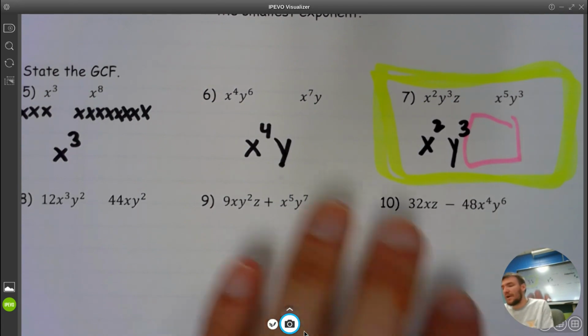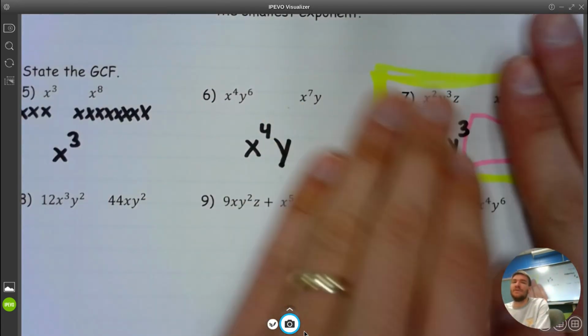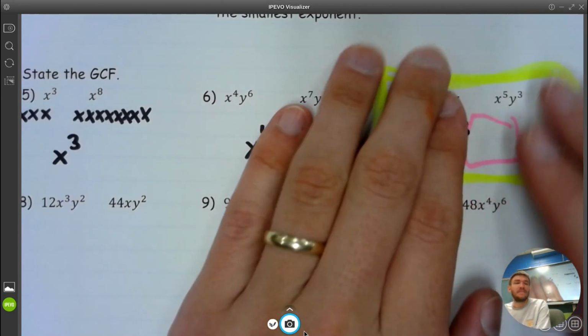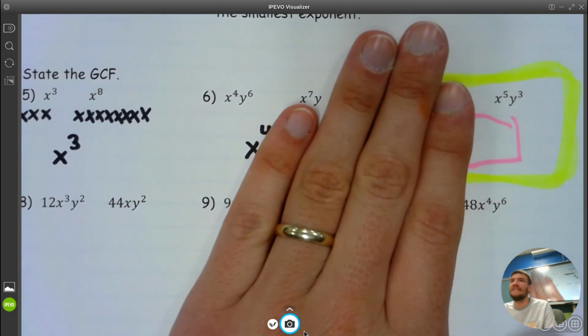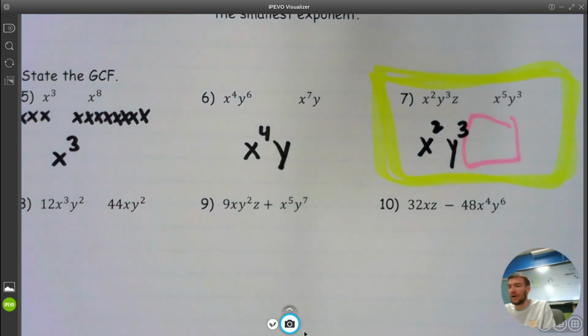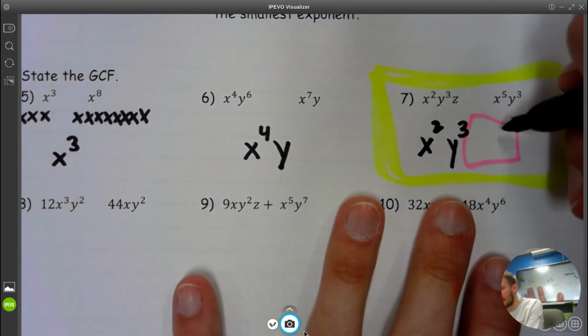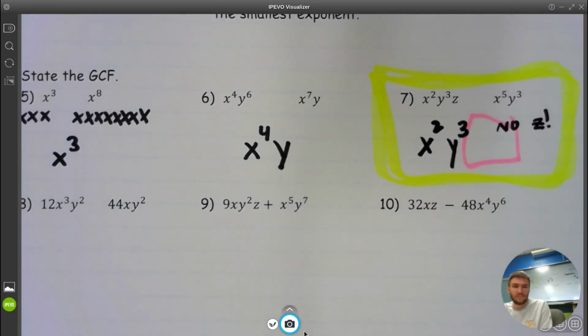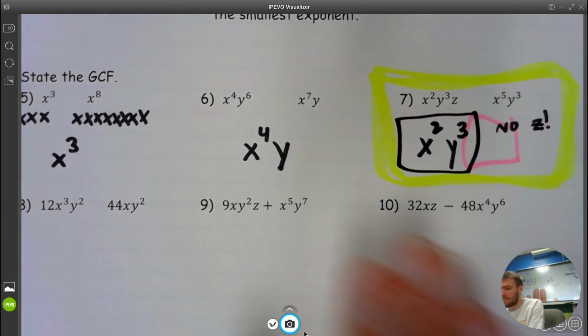Okay? Could both of these people donate a z? This guy could get rid of a z. The second guy, he doesn't have a z to give. Right? He's broke. He cannot give away a z. And so that's it. That's the answer. No z.